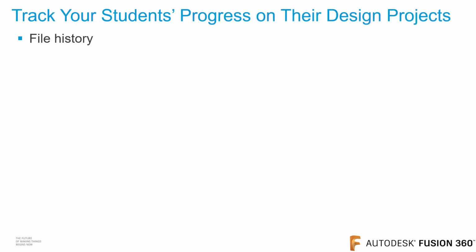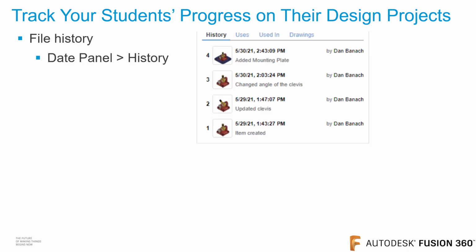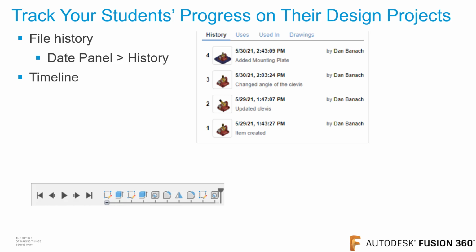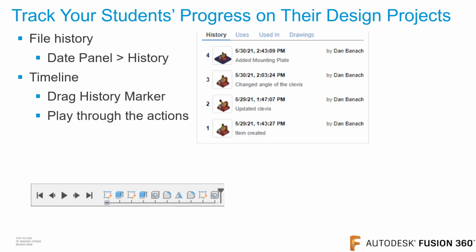File history will help you keep track of your students' projects and see who is making the edits and when. Remember, every time you save a file inside of Fusion 360, a version is created. To see a file's history, show the Data panel, and in the History area, you'll see when the file was saved and who saved that file. You can also use the timeline to quickly review how your students created their designs. In the timeline, you can drag the history marker, and you can also play through the actions.